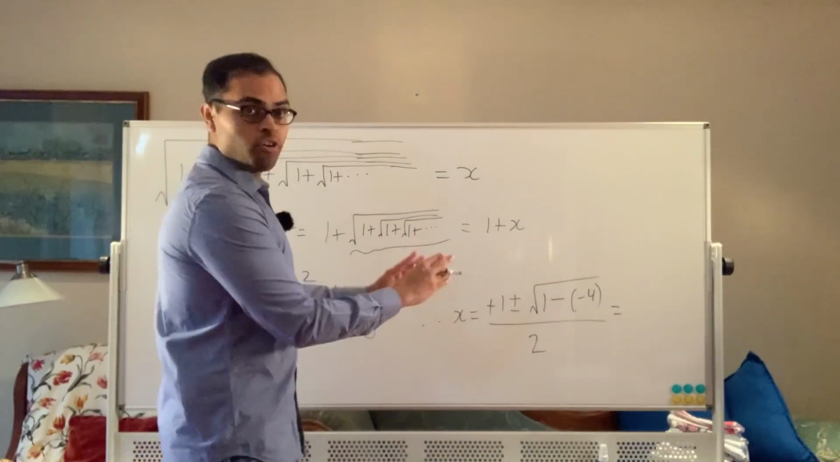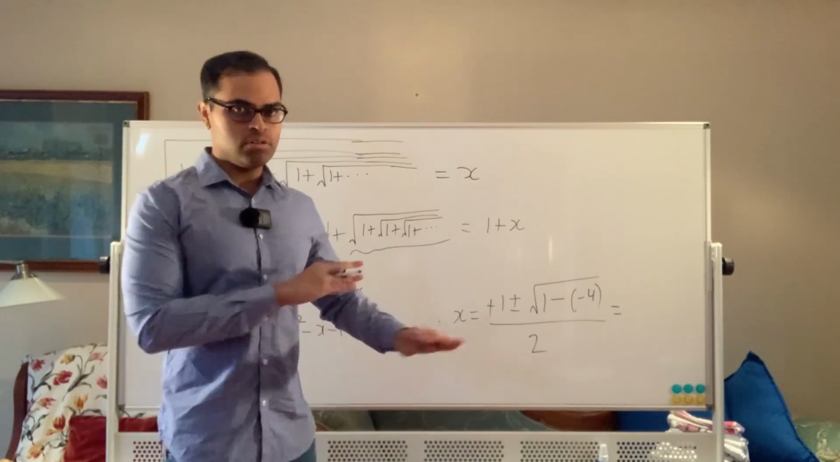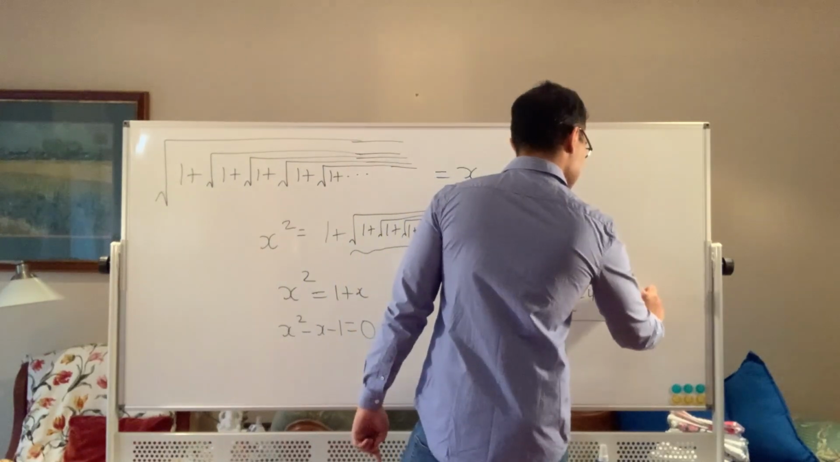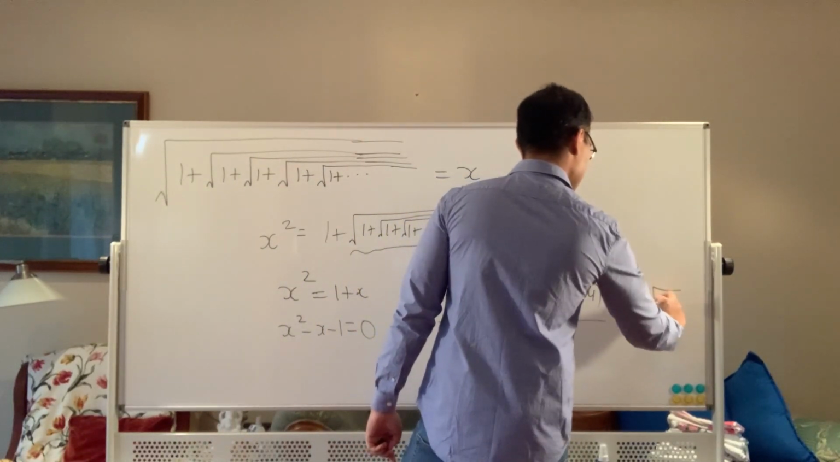Okay, but there is this formula. Even if you haven't studied this, you can just accept there is this formula. And the answer is going to be 1 plus root of 5 over 2.